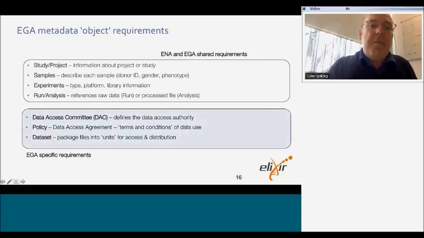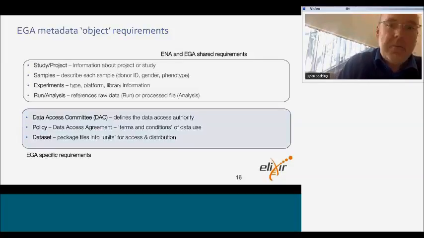In terms of EGA, we have a set of extra specific requirements to deal with the controlled access. So we have the Data Access Committee, which defines the Data Access Authority, and the Policy of Data Access Agreement. This is basically the terms and conditions which are applied to someone who's requesting access for the data use, and the dataset. And this is a package of files into units which are used for data access and distribution. So a single policy will apply to a single dataset.